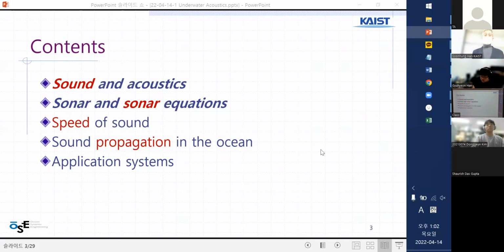And sonar. Sonar is equipment. And there is an equation for sonar. Speed of sound is different for different materials. And sound propagation in the ocean is important in application systems.